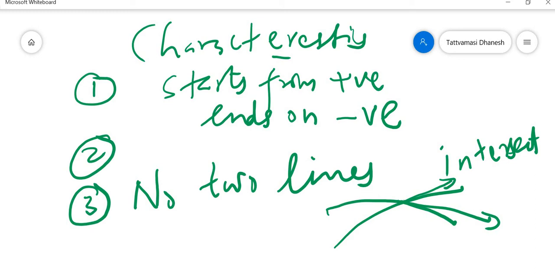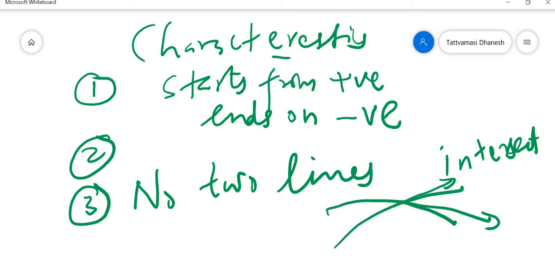So the characteristic is that electric lines of force will never intersect. If they ask why electric lines of force never intersect, the answer is that if they intersect, at the point of intersection two tangents can be drawn. That means the intensity of electric field at that point has two directions, but intensity of electric field is a vector, so it can have only one direction. So lines of force never intersect.